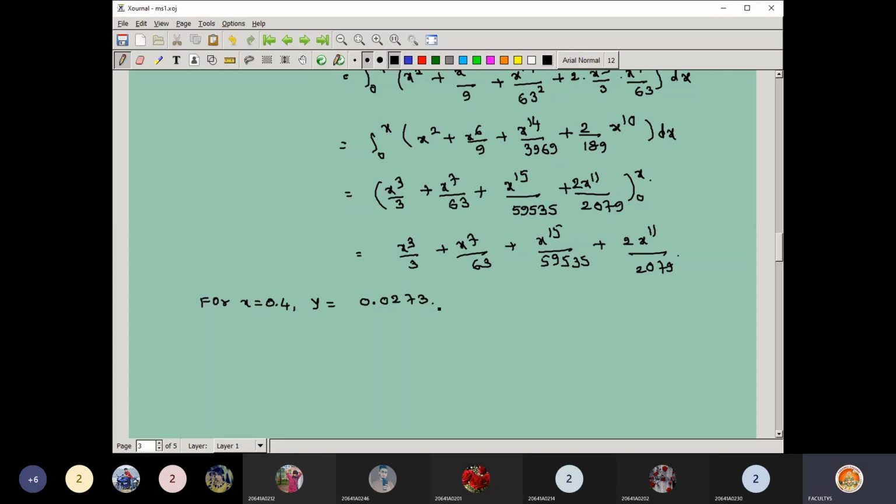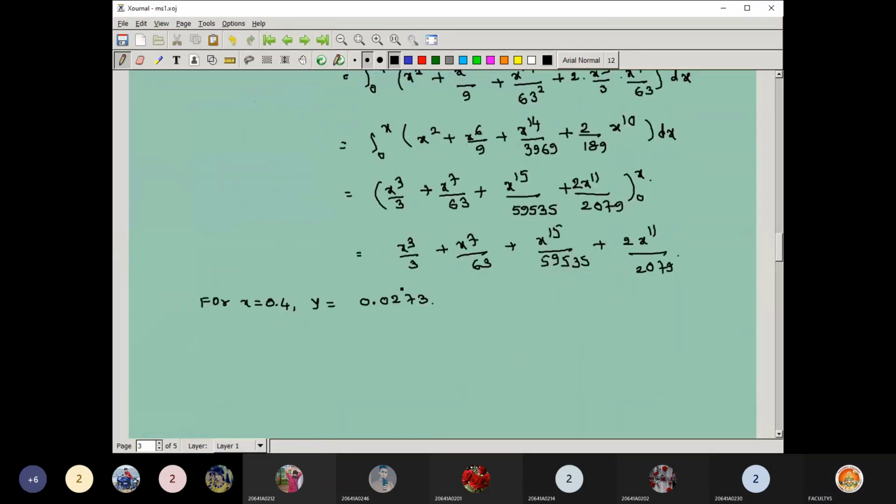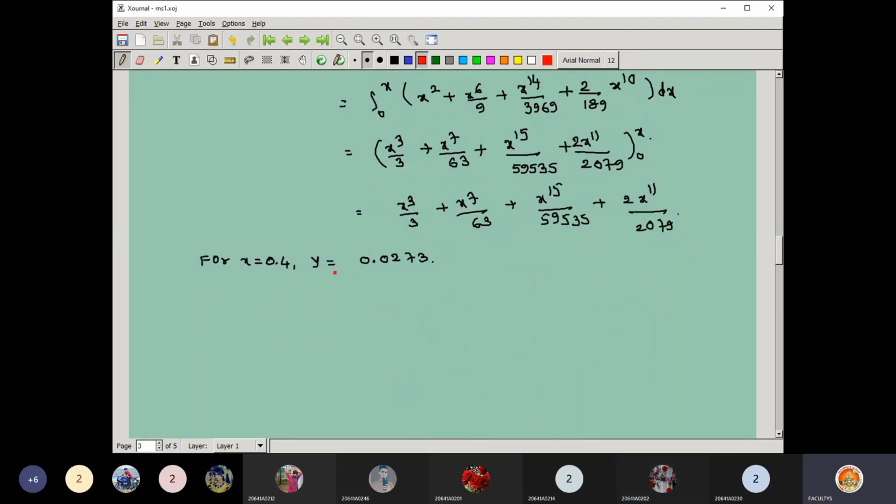0.0273. Is it correct? Only you are substituting x equal to 0.4 there. Is it okay? You need to use your calculator so that you will get the answer. Have you got the answer? Yes, sir. 0.0273. Okay.